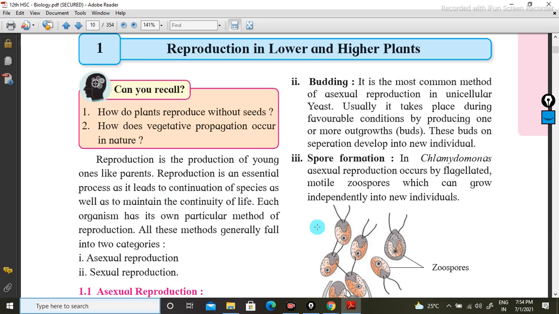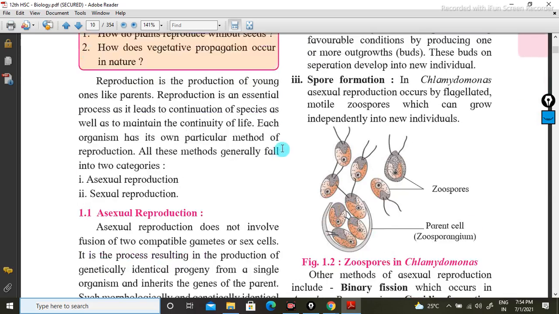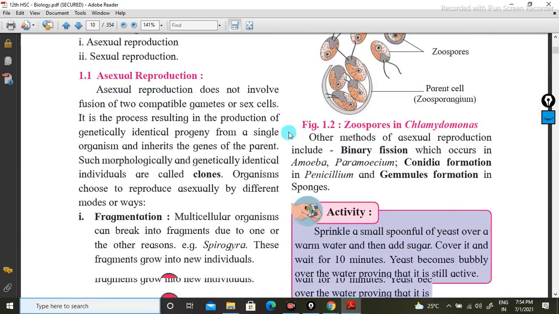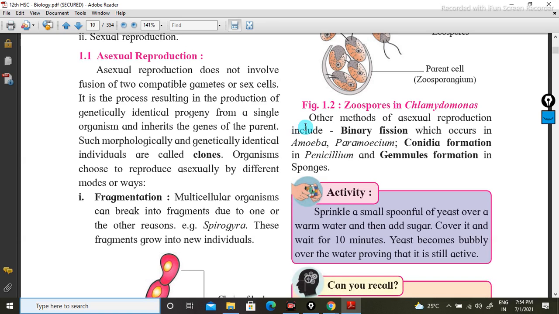So there are two categories into which the process of reproduction is divided, that is asexual reproduction and sexual reproduction. Now in asexual reproduction only a single parent is involved, there is no gamete formation.